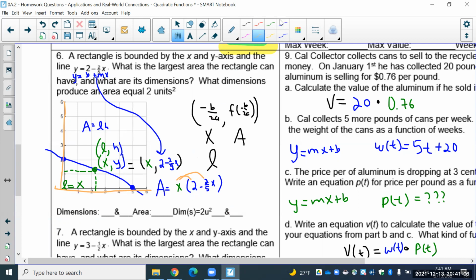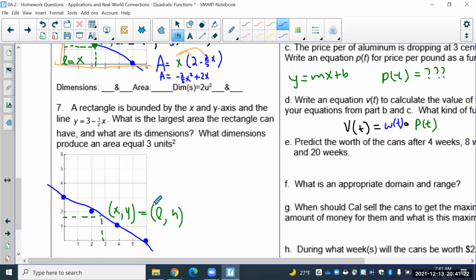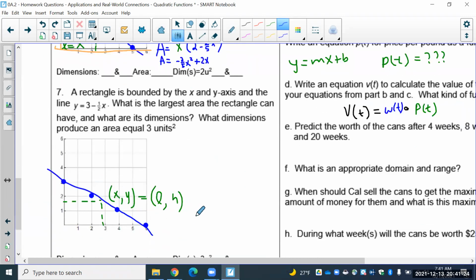So the area will become a quadratic. Make sure you write it in order, so it'll be negative 2/5 x squared plus 2x. Then if I want to find the vertex, minus b over 2a. If I want to set it equal to 2, I'm going to put 2 there and use the quadratic. Then you have another one here just for fun to make sure you understand what's happening.